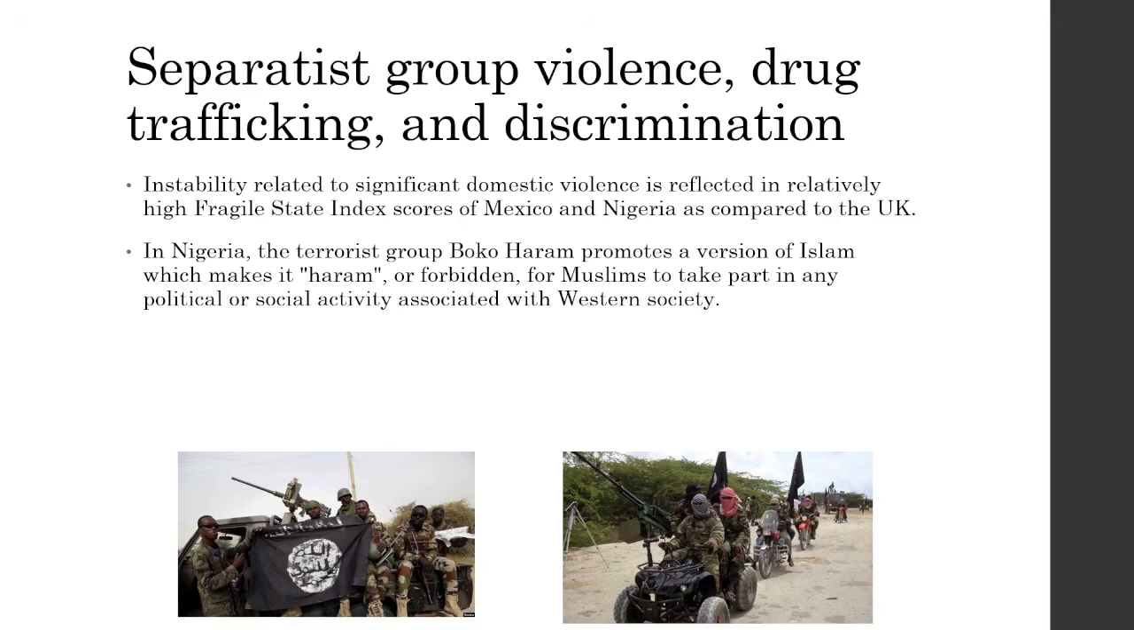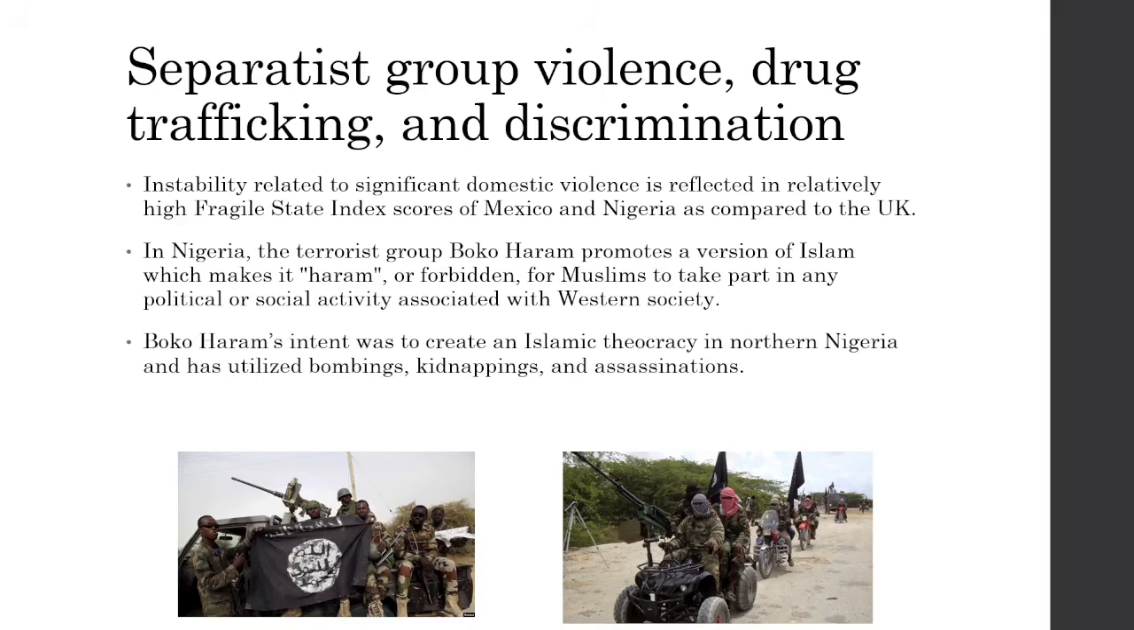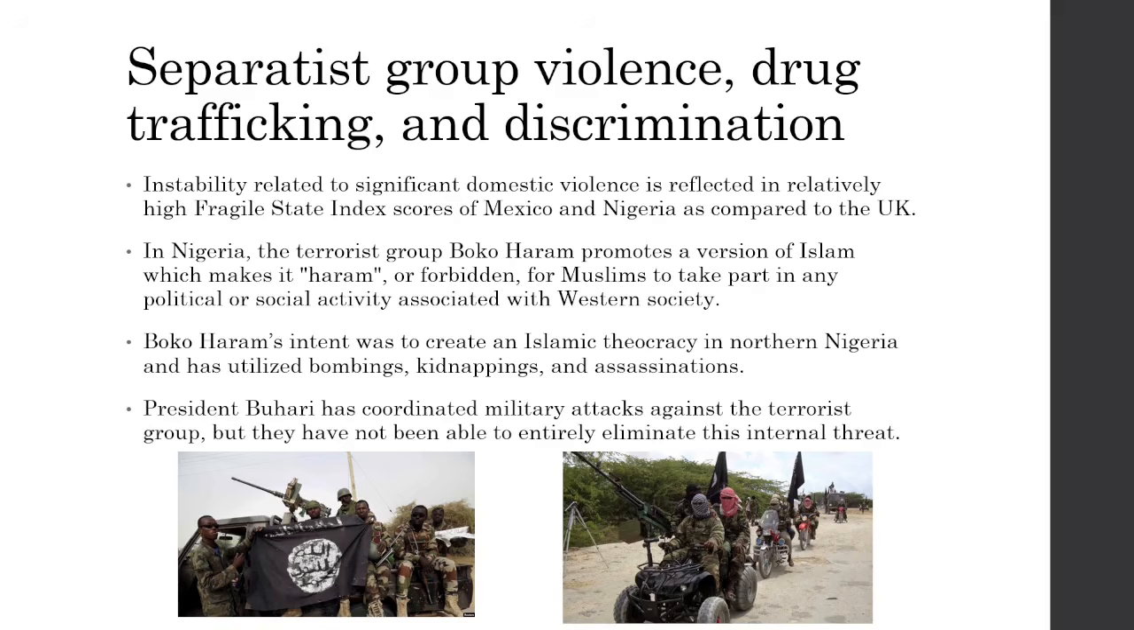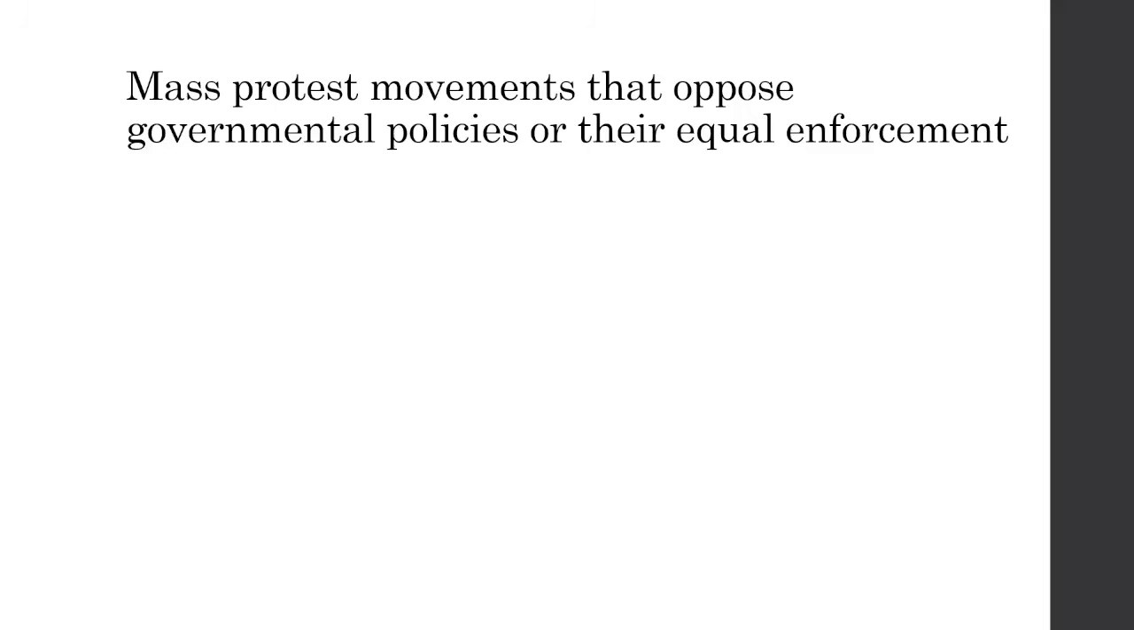So this terrorism has been attempting to take control of the federal government and the rest of Nigeria to make it a theocratic state. So yeah, now they've also tried to make northern Nigeria itself a theocratic state because that's probably easier to do, and they've utilized bombings, kidnappings, and assassinations to really increase that domestic violence and instability of the political system. The president has coordinated military attacks against the terrorist group, but they haven't really been able to eliminate this terrorist threat. So that doesn't show a good sign of stability within the government and effectiveness in responding to this terrorism of this Muslim group.